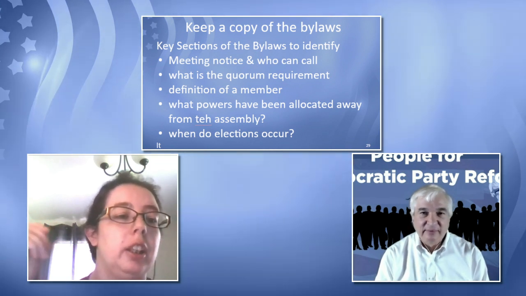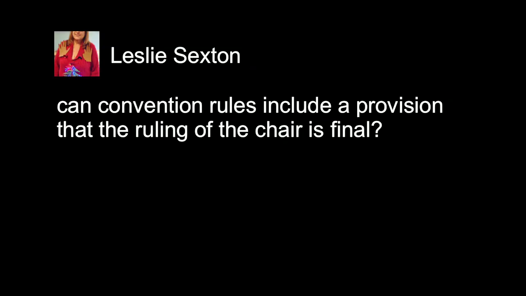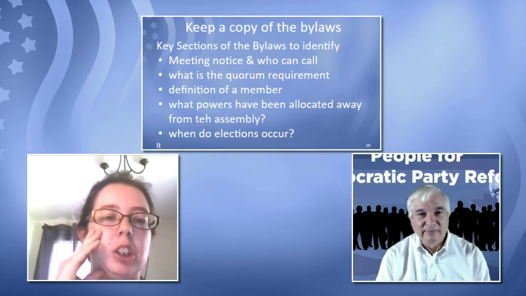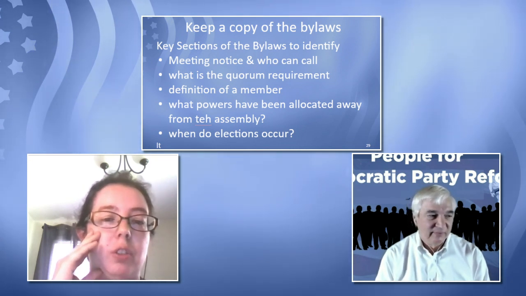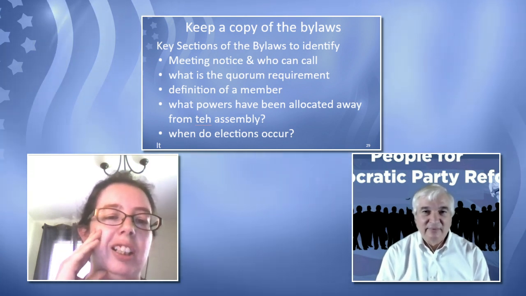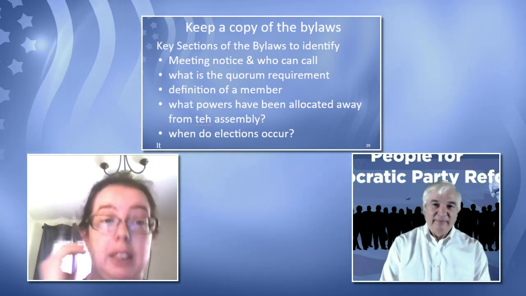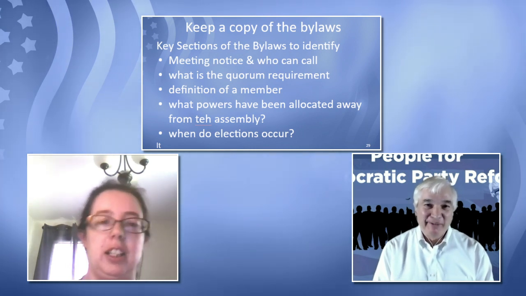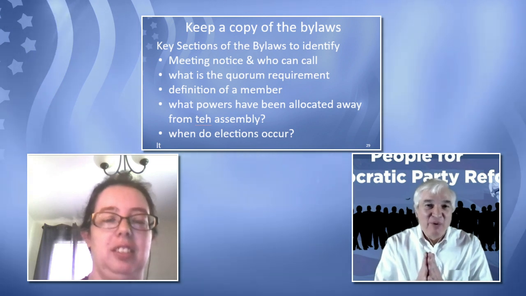So the question: can convention rules include a provision that the ruling of the chair is final? That would be in violation of parliamentary procedure. However, rules and bylaws do override, or can override, parliamentary procedure. So you could have a rule in there like that. I think it would be a really bad idea, but Larry, what do you think? Yeah, you can do that, but this is why you have to pay attention to what's going on.